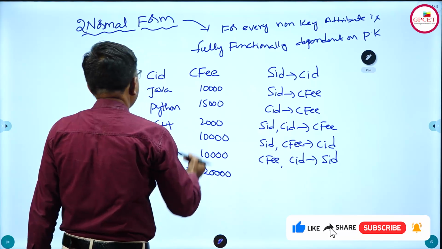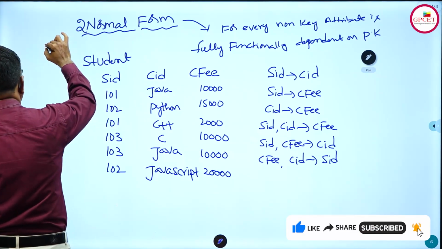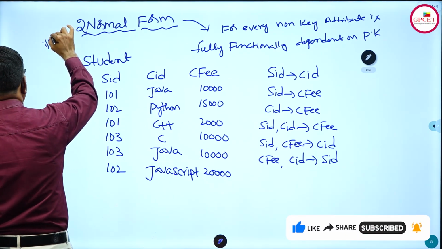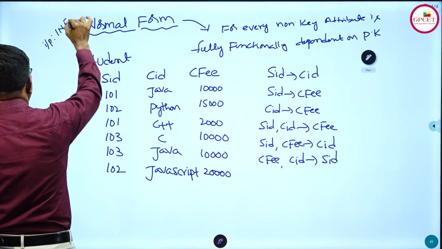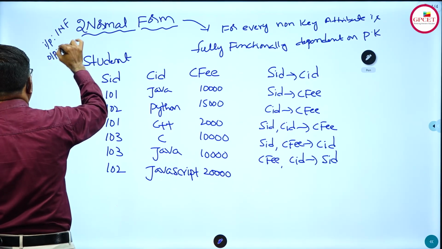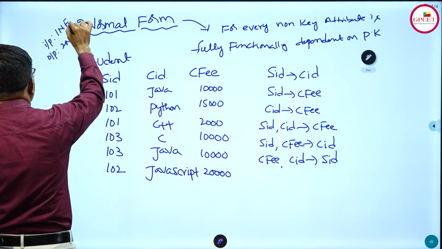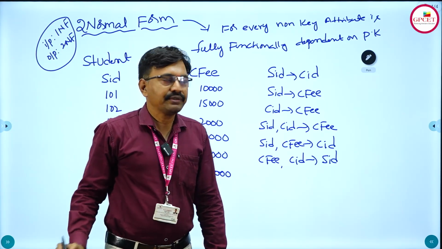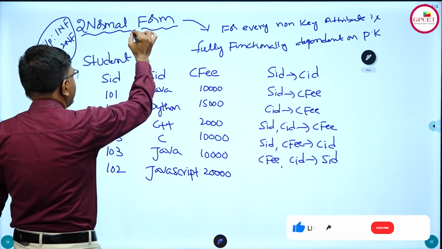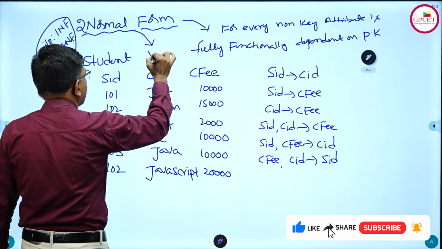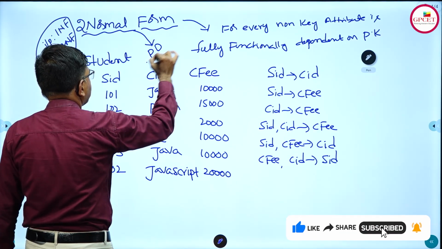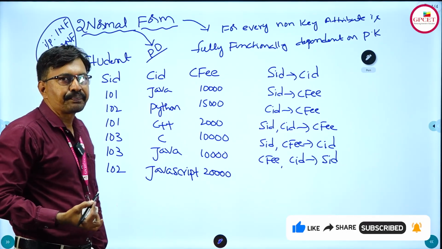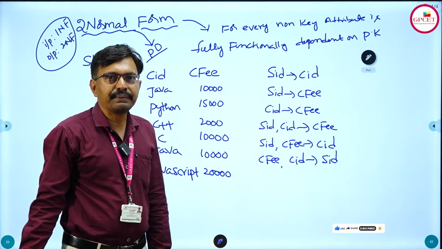What is the input here? The input is 1NF and the output is 2NF. The main drawback addressed by second normal form is partial dependency. What is meant by partial dependency?